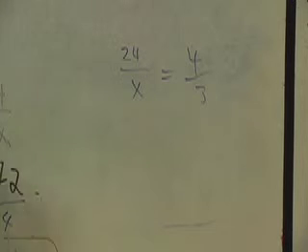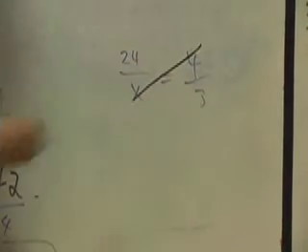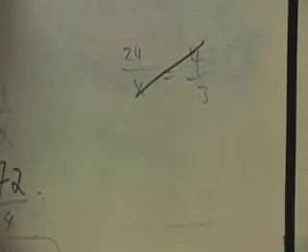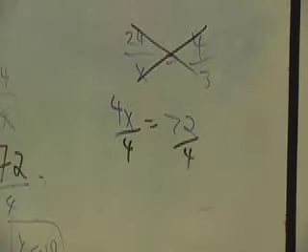Now, we're going to go right here. 24 times 3 equals x times 4. That's what we call cross multiplication. So Alex, what are we going to get when we go 4 times x? 4x. Good stuff, man, good stuff. Okay, so our final answer is x equals 18.